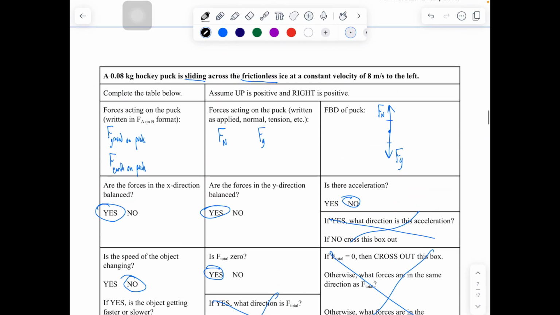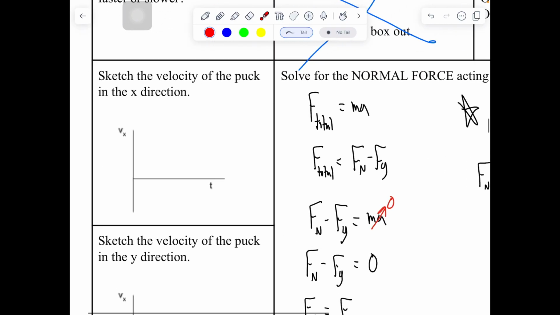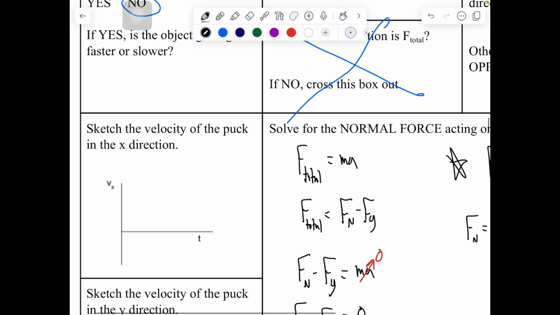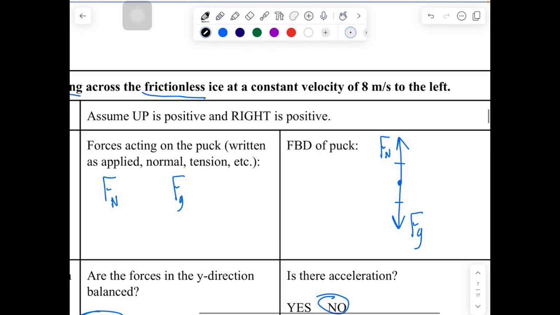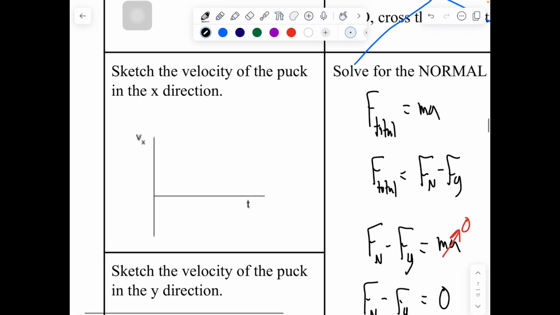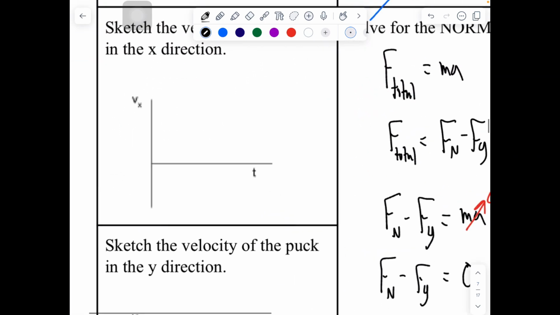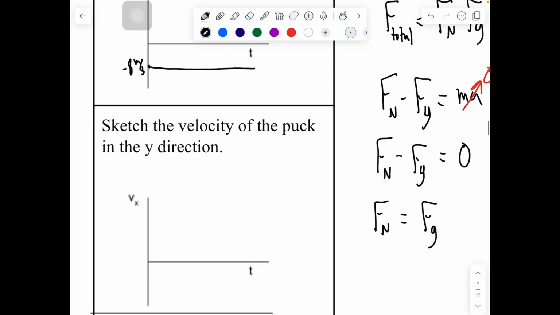Velocity of the puck in the x direction. It is moving at a constant velocity of 8 meters a second to the left. So we have some negative, right? We're saying the right is positive. So to the left is a negative velocity. I believe it was 8, we said, yes. Okay, so here is negative 8 for our velocity, and we will just maintain that constant negative velocity.